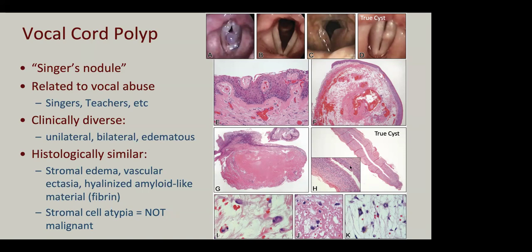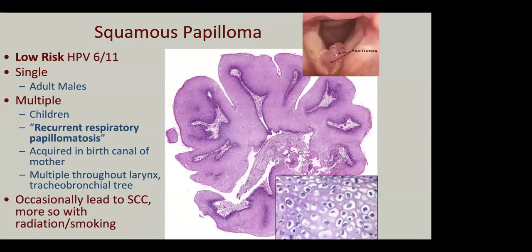You can also get true cysts of the vocal cords, in which case you would see an actual epithelial lining in a cyst. Squamous papillomas are low-risk HPV related, generally types 6 and 11. They can be single, they can be multiple. If they are multiple, these patients often acquire them when traveling through the birth canal of the mother. They pop up multiply and recurrently throughout life, throughout the deep tracheobronchial tree. Occasionally, they can lead to squamous cell carcinomas, especially if there are additional environmental exposures. You may or may not actually see koilocytes, right? Koilocytes being wrinkled, raisinoid, dark nuclei, binucleated cells, perinuclear halos.